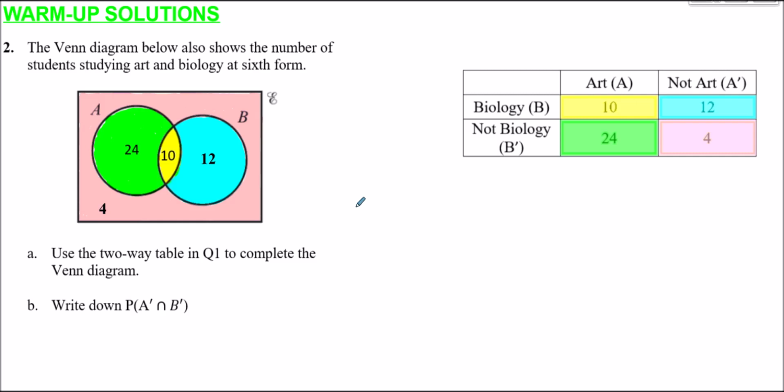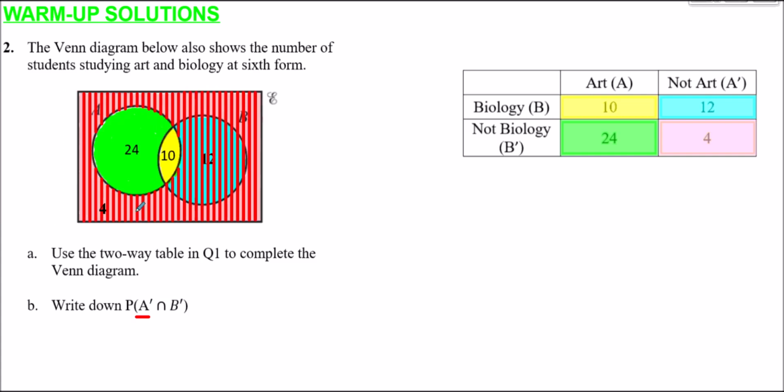We can now use this to think about the probability of selecting a student randomly that is not an artist and also not a biologist. So let's think first of all about what A dashed means. It really means anyone not studying art. So I'm going to highlight using red lines all the regions apart from region A.